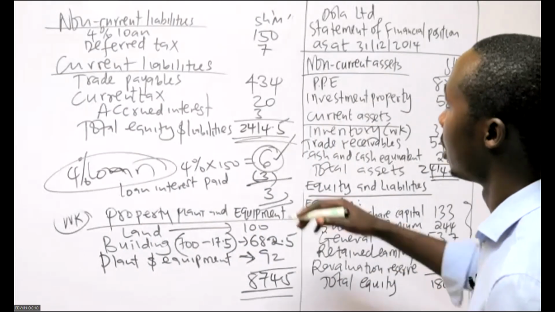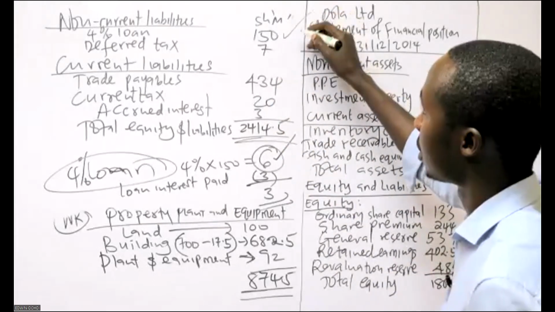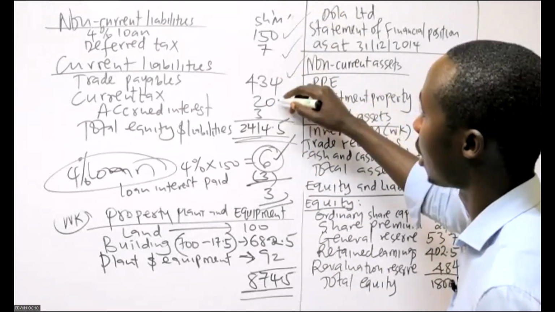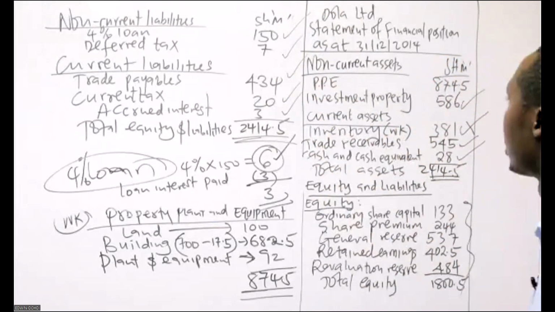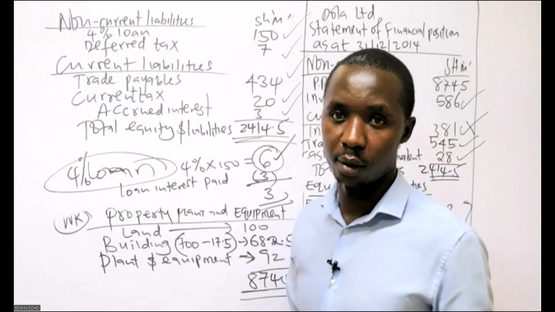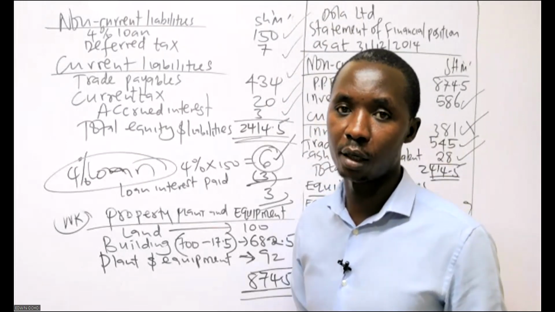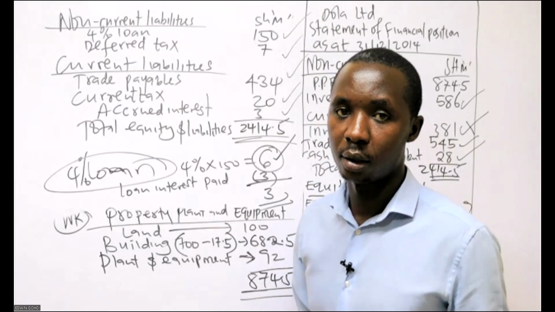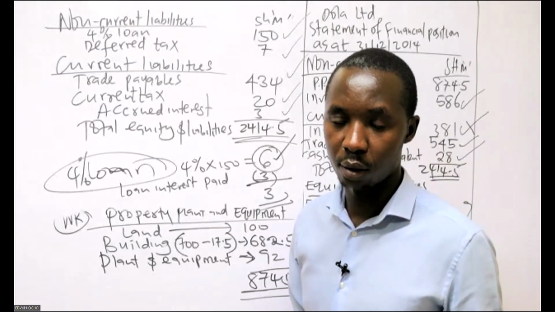Even this one is direct. Here we have a lot of items which are direct. So it's all about understanding how these statements are done and how you can get some of the entries without struggling a lot.